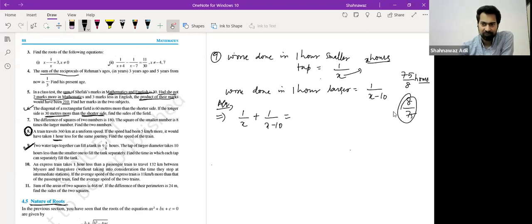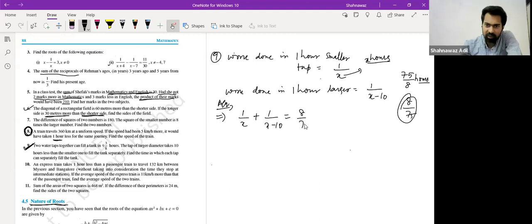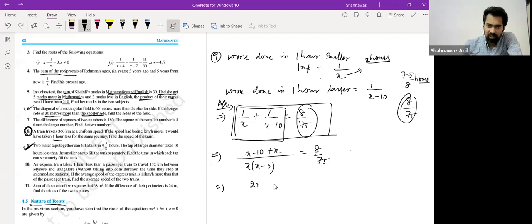Right, guys? Yes, sir. Madiha, any doubt? No, sir. Okay, so we just have to calculate the work done in 1 hour. The work done in 1 hour is this, and combinedly the work done in 1 hour is this. So this is how they are related. Okay, so we just solve this. So this would be x minus 10 plus x over x times x minus 10, equal to 8 by 75. So this is 2x minus 10 over x squared minus 10x, equal to 8 by 75.